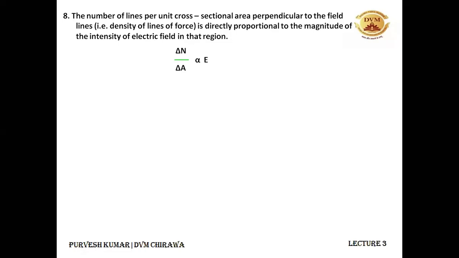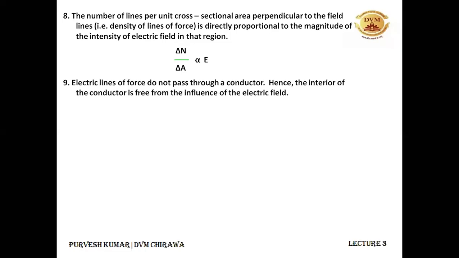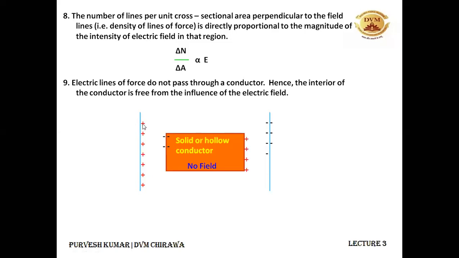If fewer electric field lines are crossing a unit section area, it means the strength of the electric field is less. Now, property number 9 says that electric field lines cannot pass through a conductor. Hence, the interior of a conductor is always free from the influence of the electric field lines. So say I'm having a positive charge over here. The electric field lines will always move from the positive charge towards the negative charge. So they will come out from a positive charge.